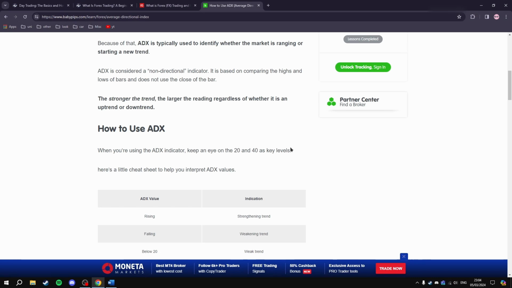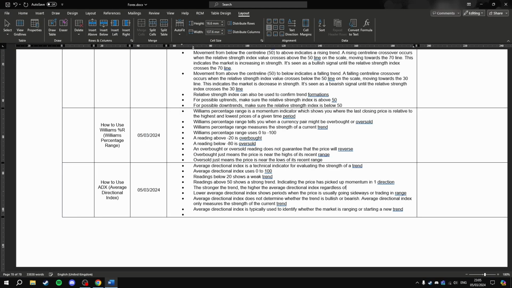ADX is considered a non-directional indicator. It is based on comparing the highs and lows of the bars and does not use the close of a bar. The stronger the trend, the larger the reading, regardless whether it's an uptrend or downtrend. Regardless of the trend direction.